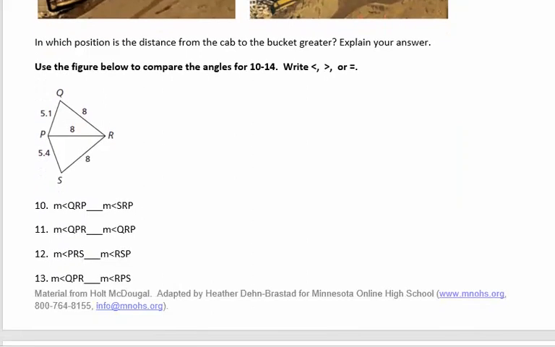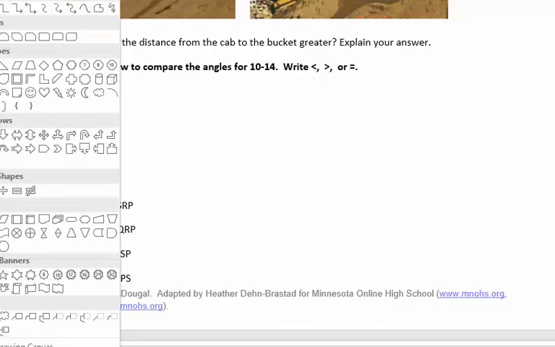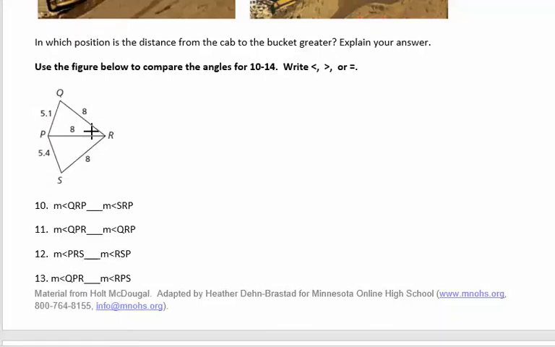All right, and then this problem here has to do with this figure. There are some problems to answer where you put less than, greater than, or possibly equal. So be very careful when looking for these angles. Remember that angle QRP, you start at Q, and then you go to R, and then you go to P. So that's talking about this angle right here.